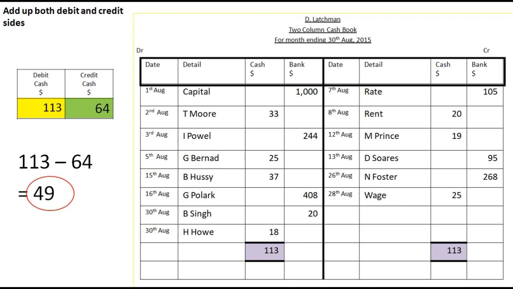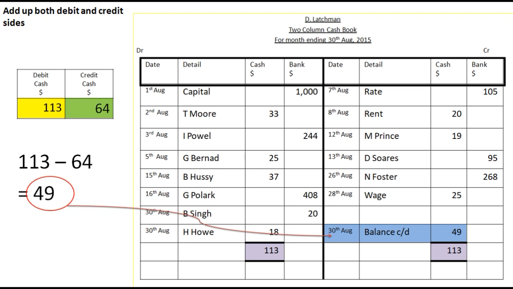Now, in the month of August, in this example, we receive on the debit side $113 of cash, and we give out $64 cash in total. So that means we have some money left back. So we have to minus the debit and credit cash, and we end up with $49. What we're going to do with this $49 is place it under the credit cash column so that it will add up to $113.